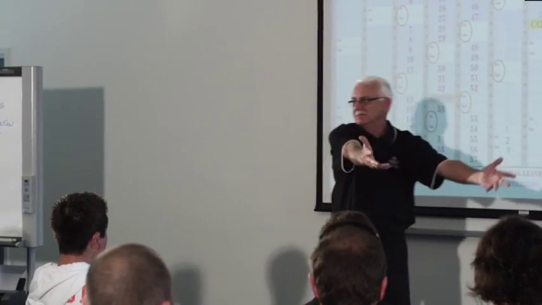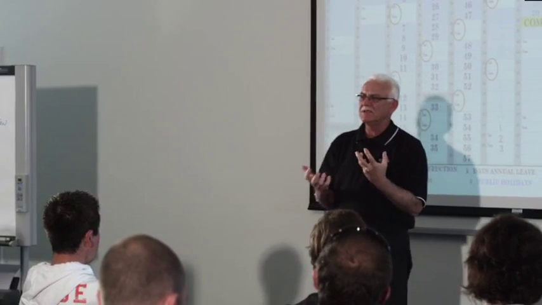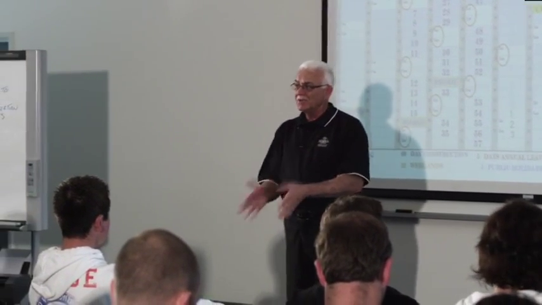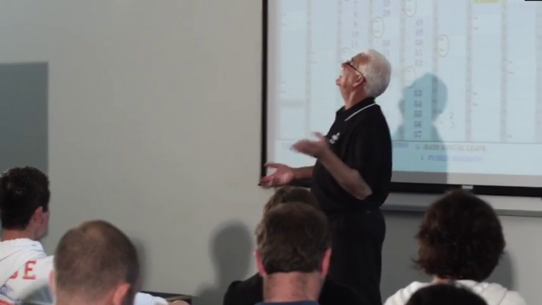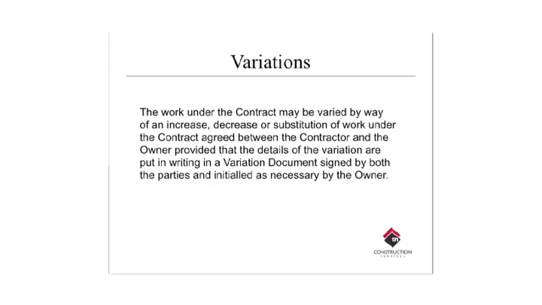Your contract completion date is extended. You want to try and make it as soft as you possibly can for your owners. So while it's raining, put in a time extension claim. And they go, oh yeah, it is raining. Okay, happy with that. I'll move on to variations.